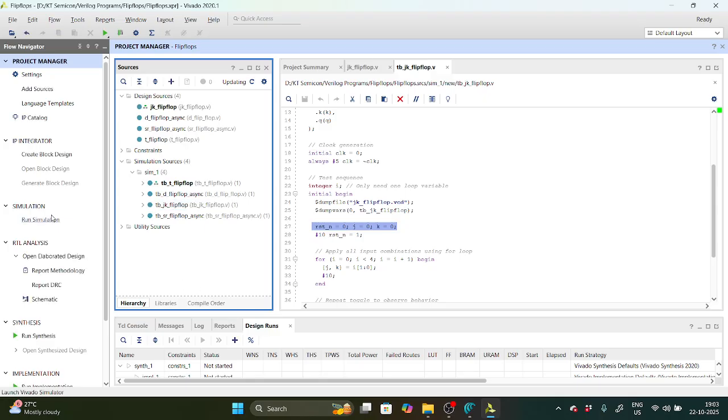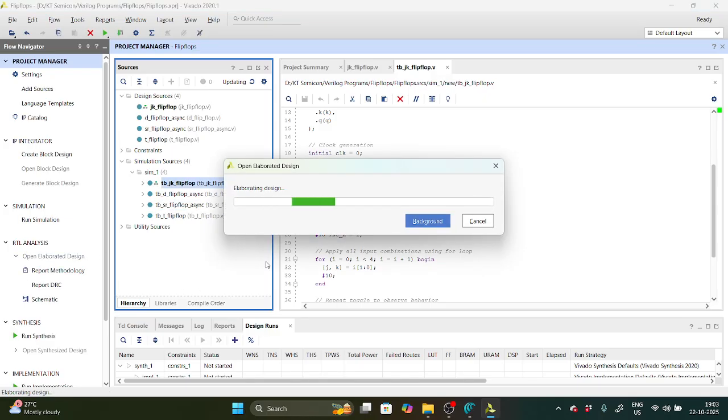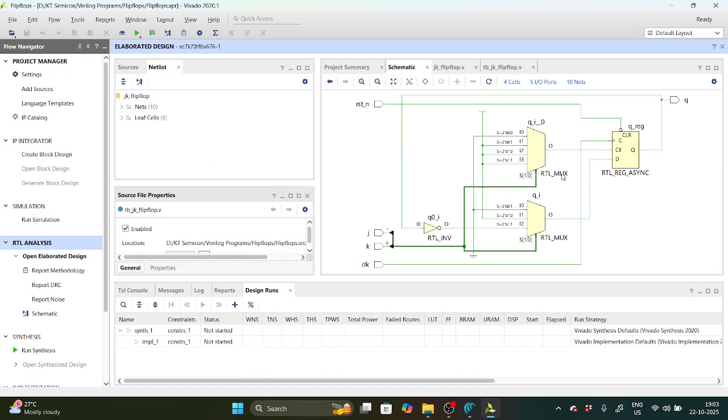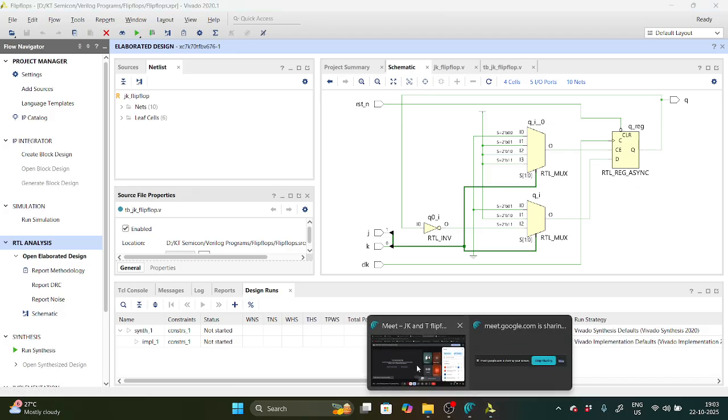Elaborate design. See here, this is the JK flip-flop. Netlist generated, schematic generated for the JK flip-flop. Two muxes are there, J and K inputs are given, and reset is directly given to the clear signal. And this is the netlist.